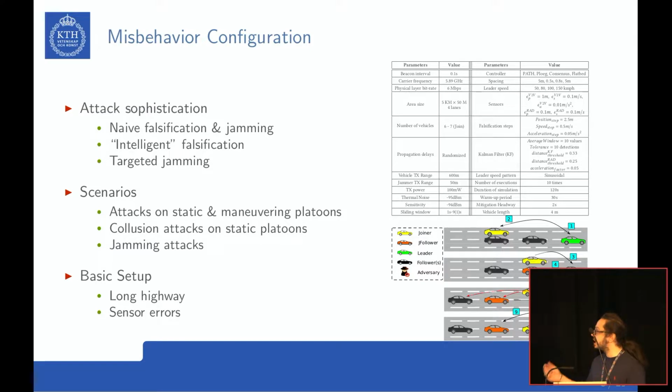In our scenarios, we consider attacks on static platoons, meaning a platoon that doesn't change in size. For example, it will always stay with 4 vehicles. And then, of course, we have attacks during a join maneuver, which you can see in the picture on the bottom, or, for example, in an exit maneuver. As a basic setup, we consider some sensor errors in order to approximate real-world scenarios, because the sensors may not be very accurate. And then, of course, we have a long highway in order to make it easier for us to perform the tests and the maneuvers.